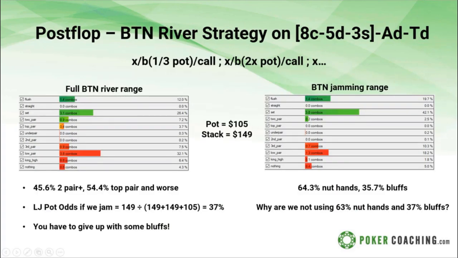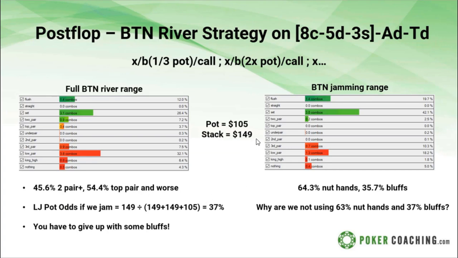So let's first look, once again, a reminder, we're on the turn went check, bet 2x pot call, and now the low jack checks to us on the 10 of diamonds river. So our backdoor flush draws now became a flush. We still have a reasonable amount of sets and two pair combos. As you can see, we have about 46% two pair plus, 54% top pair and worse.